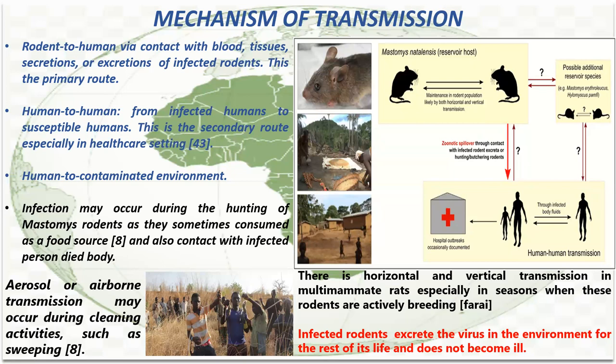Then there's also the possibility of someone getting infected when you come in contact with the dead body of someone that has the virus. Another possibility is airborne transmission, through the process of sweeping or cleaning. Someone can get infected if there is virus in the environment.